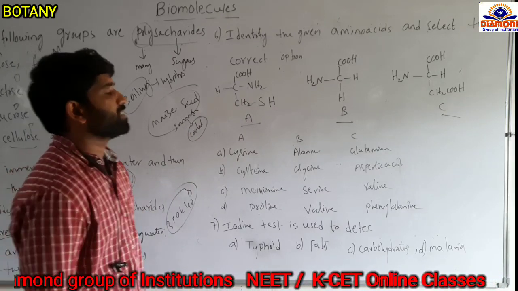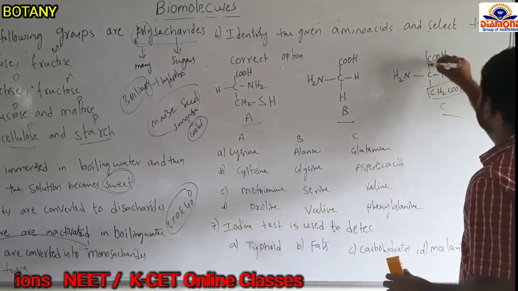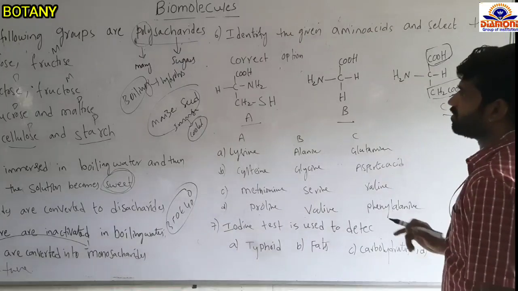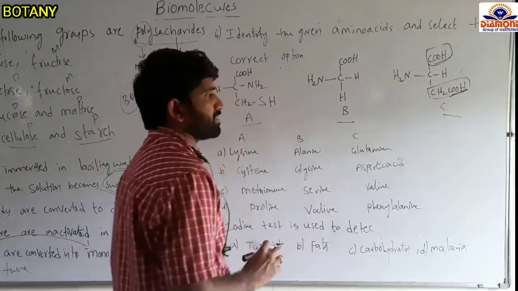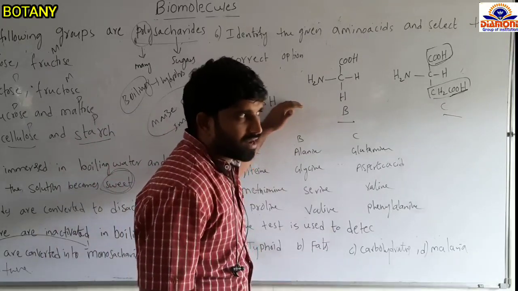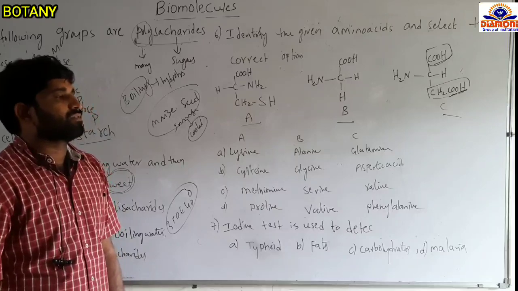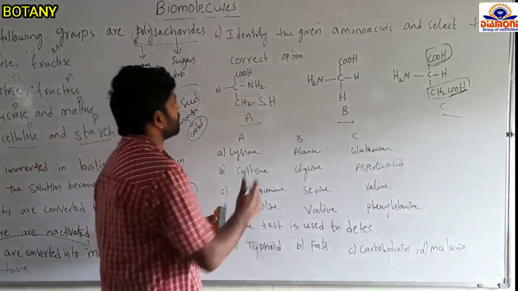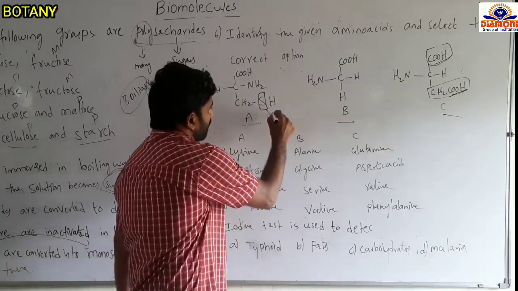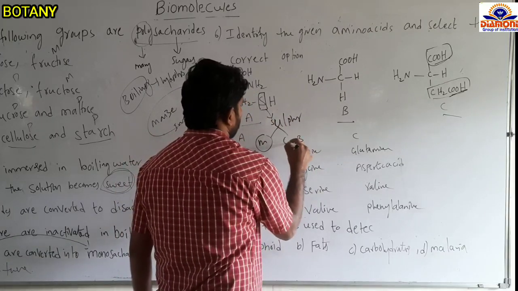Acidic amino acids means those amino acids which contain more carboxyl groups. Here is one carboxyl group and here the other carboxyl group. So this is what we call an acidic amino acid. Basic amino acids contain more amine groups. Such amino acids we call basic amino acids. And some amino acids contain sulfur. Sulfur-containing amino acids are only two, methionine and cysteine.